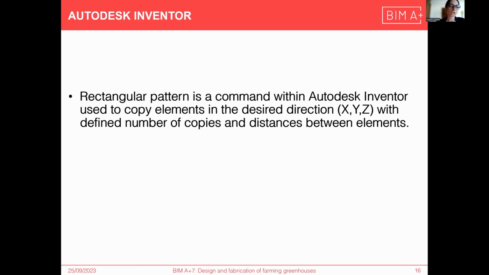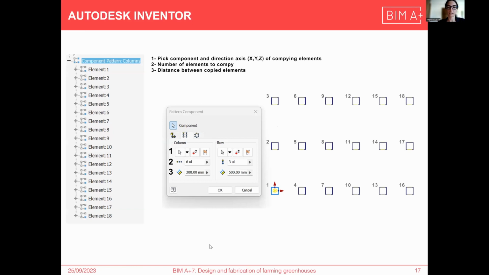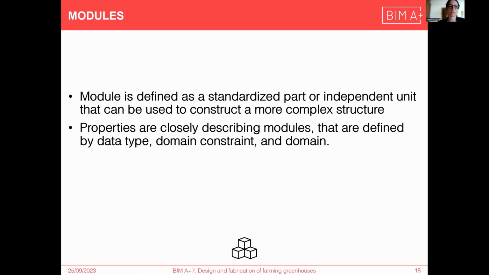To develop this case study, first we explored how the model is made manually. And it is made with the use of a command within Autodesk Inventor, rectangular pattern. This command takes the element and multiplies it in the right direction with a defined number of copies and the distances between them. Each element is numerated, and that's going to be important later for the code development.